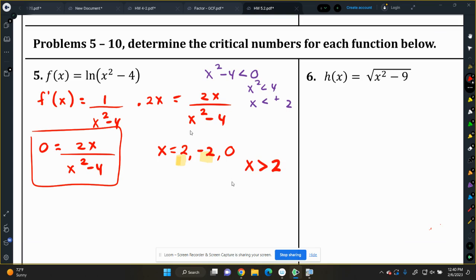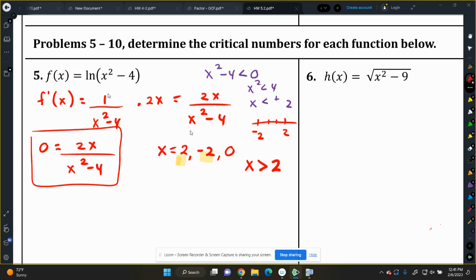So we're looking, here's 2. Anything less than 2, like 1 or 0, is that going to work? If I had 1, I'm going to get the natural log of a negative number, right? How about -2? Does that work? Can I take the natural log of 0? No. So -2 does not work. How about +2? Does it work? No. I'm going to have the natural log of 0.